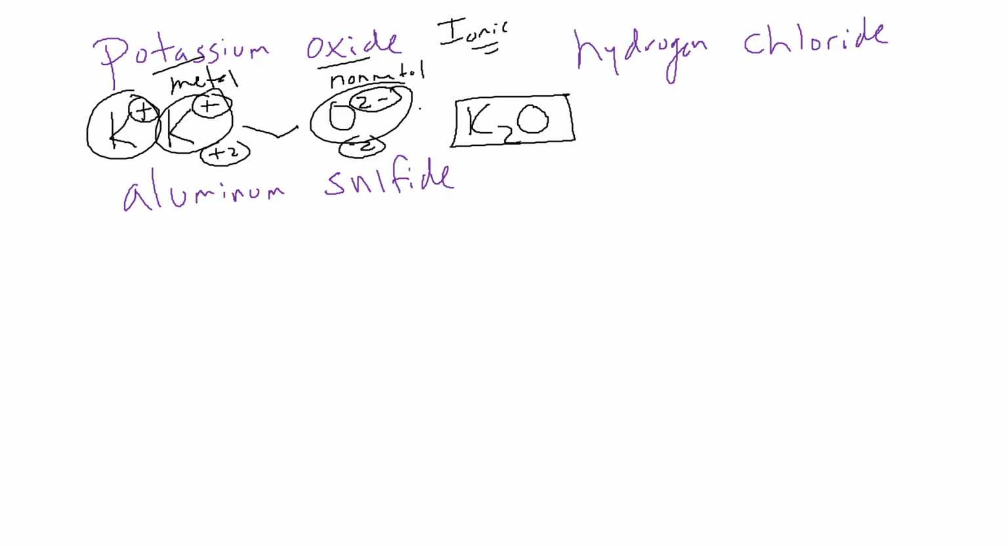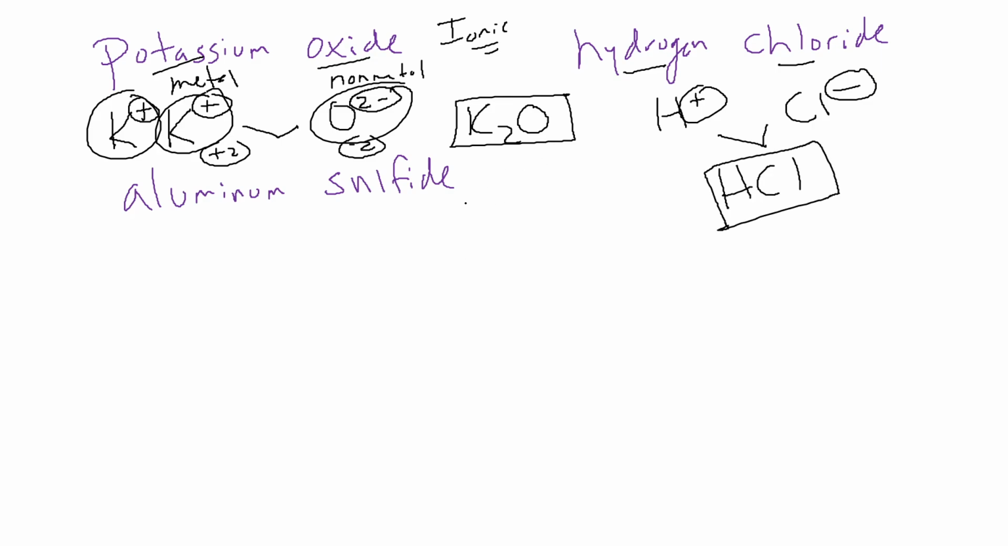Hydrogen chloride. Again, hydrogen really is a non-metal. Chloride's a non-metal. But in the case of naming, hydrogen is sort of treated like a type 1 metal, even though it really is a non-metal. So hydrogen is +1. Chloride is group 7, which means it's -1. In this case, +1 -1 equals 0. I just need one of each to get our formula.